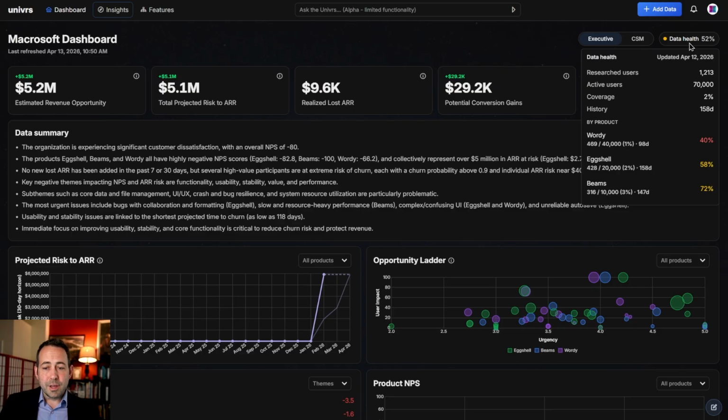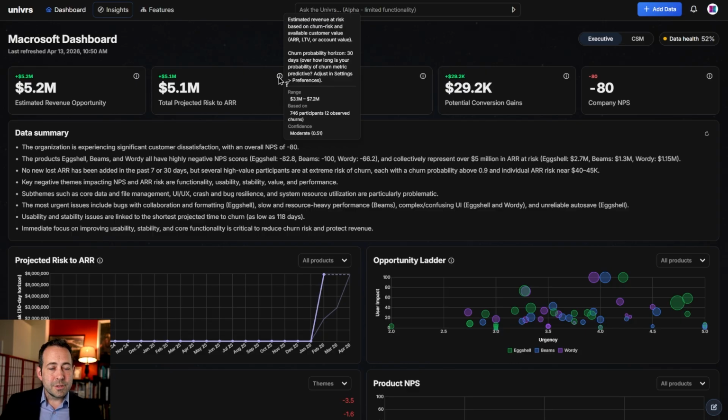It would be good to get that up so that those margins, those ranges here that you see in the tooltips can get smaller and smaller. And you can be more and more precise.